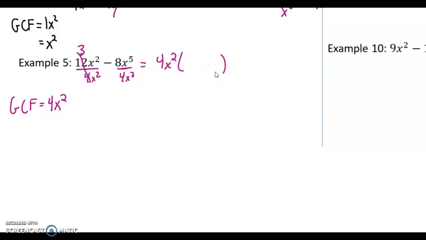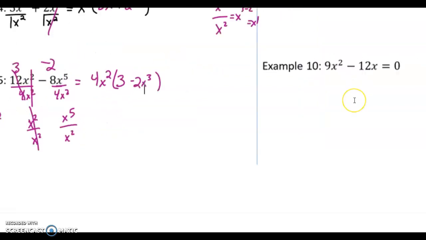All right, so 12 divided by 4 would be 3. And then the x squared simplifies to 1. So it's just x squared over x squared cancels out, but the reason it happens is because it makes a 1. That's why. Negative 8 divided by 4 is negative 2. And then x to the 5th divided by x squared. Remember, you subtract the powers. 5 minus 2 is 3. So it's x to the 3rd. And that would be our solution.